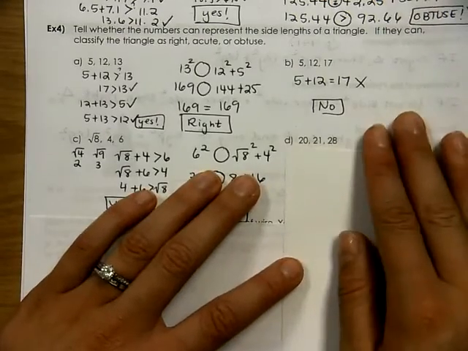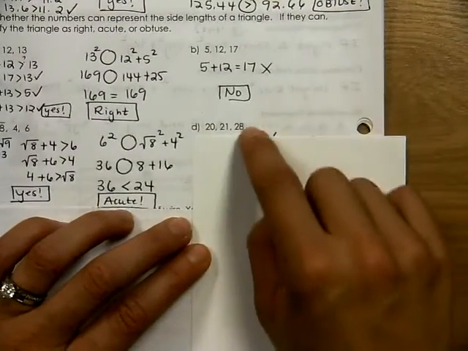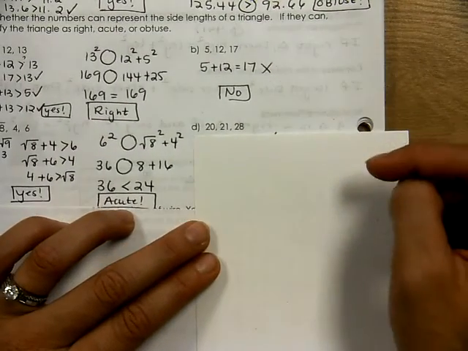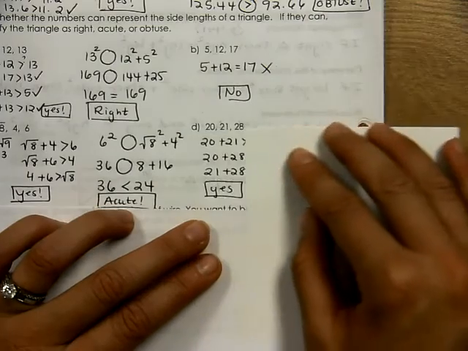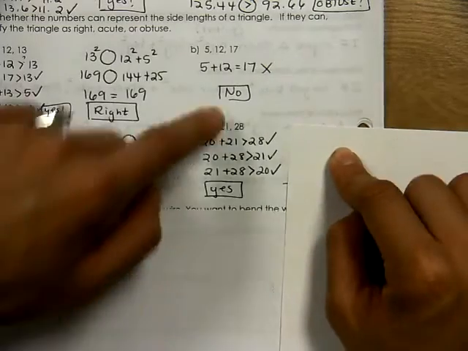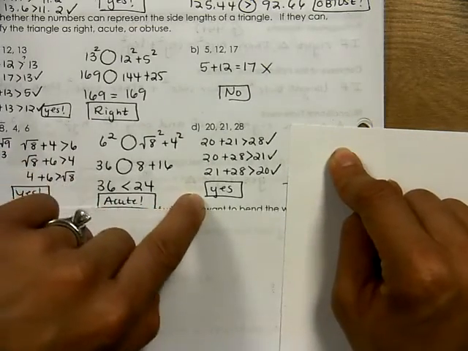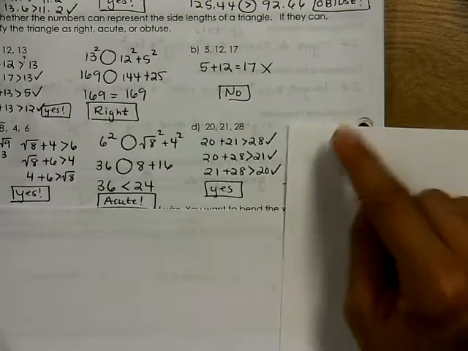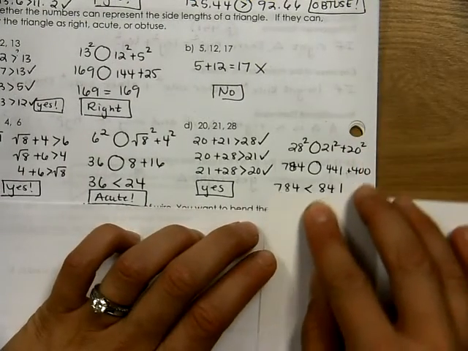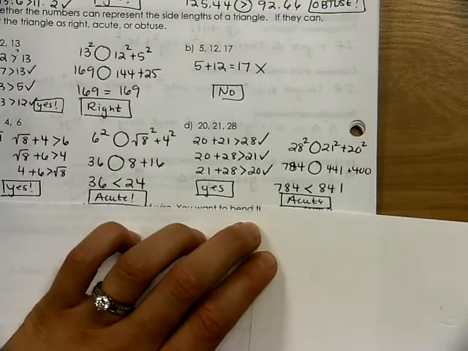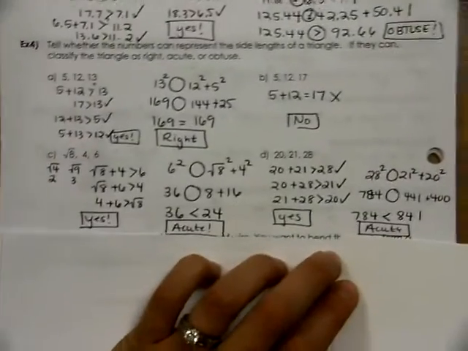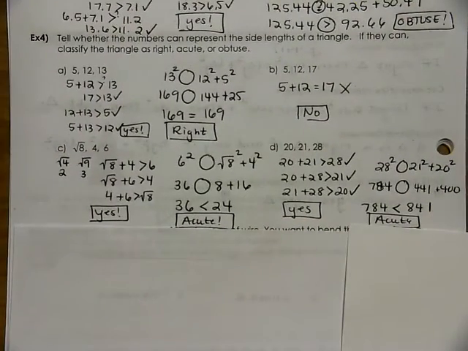Finally, for part D, 28 would have to be the longest side. So when I set up my inequality, I see that, first of all, these can form a triangle. These lengths would form a triangle. And then when I test it, I found out that this would be an acute triangle. So this is how we can determine, given the lengths of a triangle, or a potential triangle, what type of triangle it would be, acute, right, or obtuse.